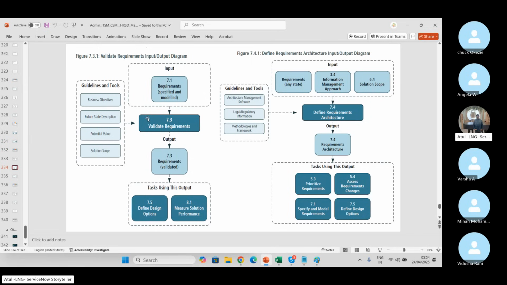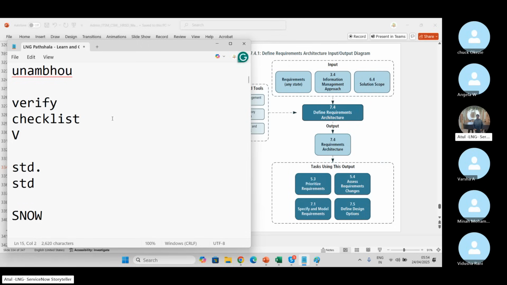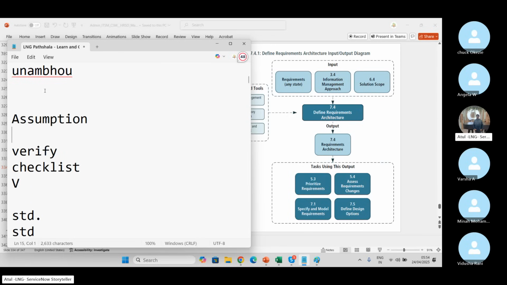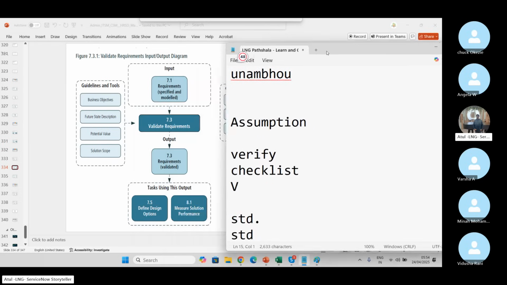There's no deadlock, no end of the road, it's all good. You are validating that if you follow this path, you will reach the destination. And when you do the validation, the first important element is your assumptions. Very much important.